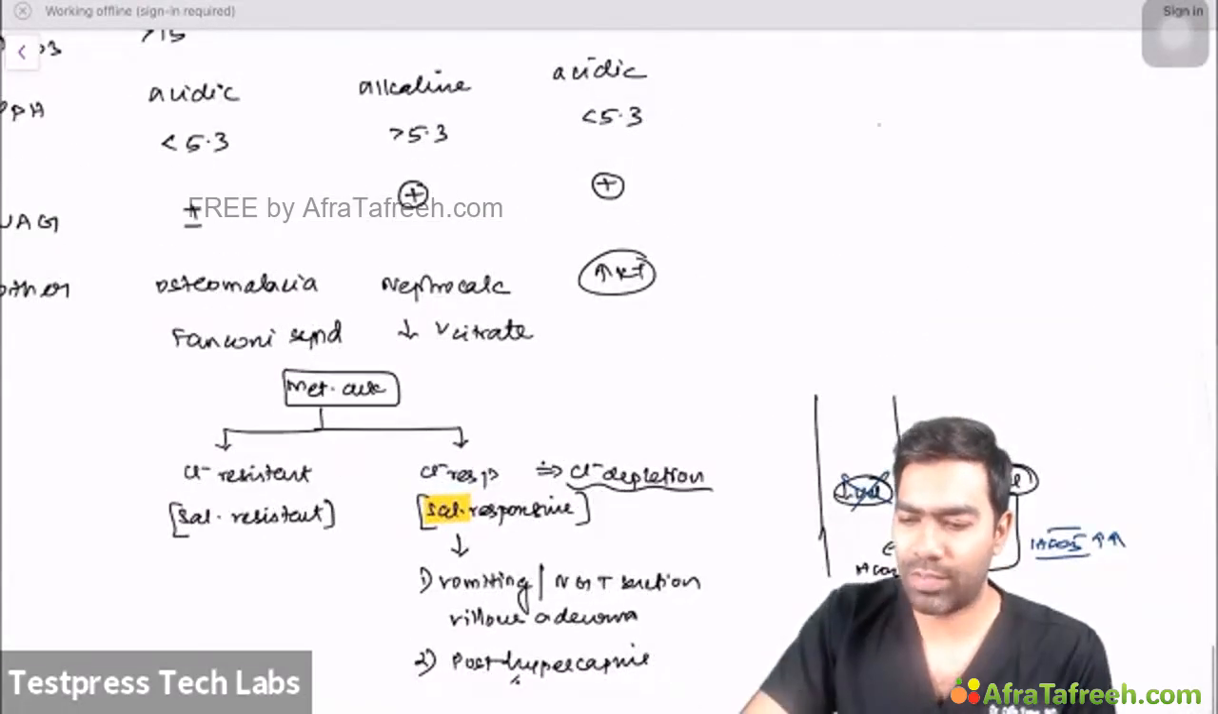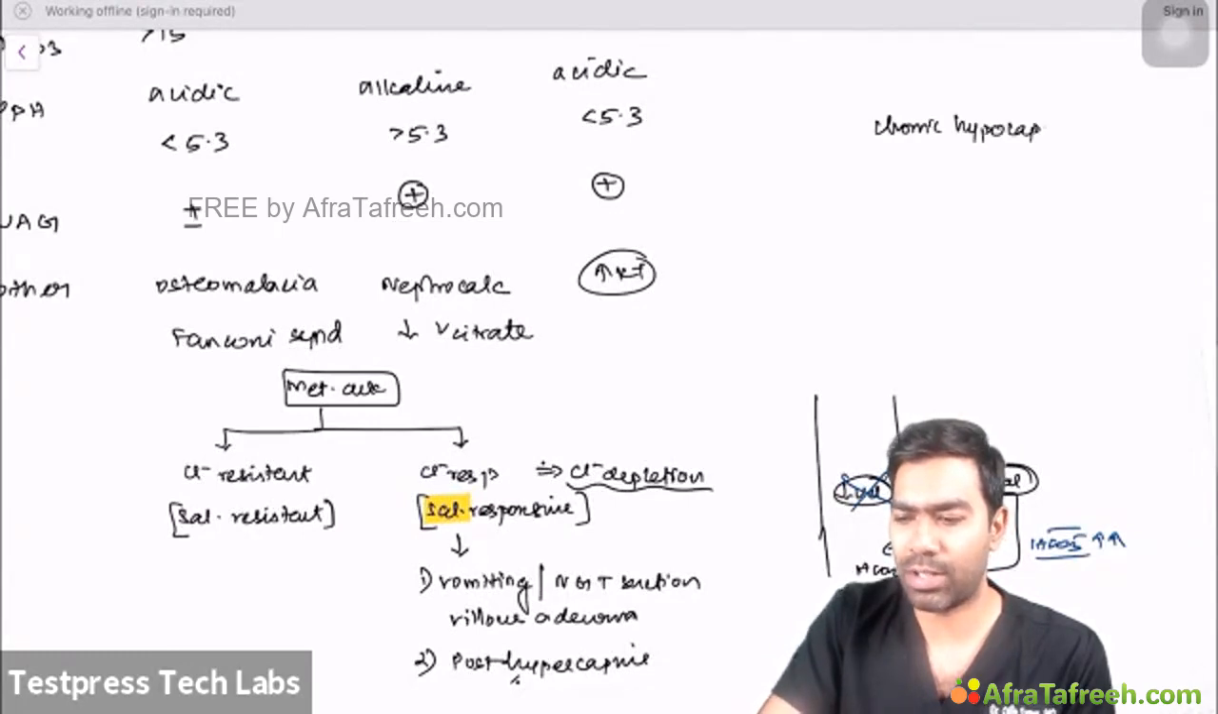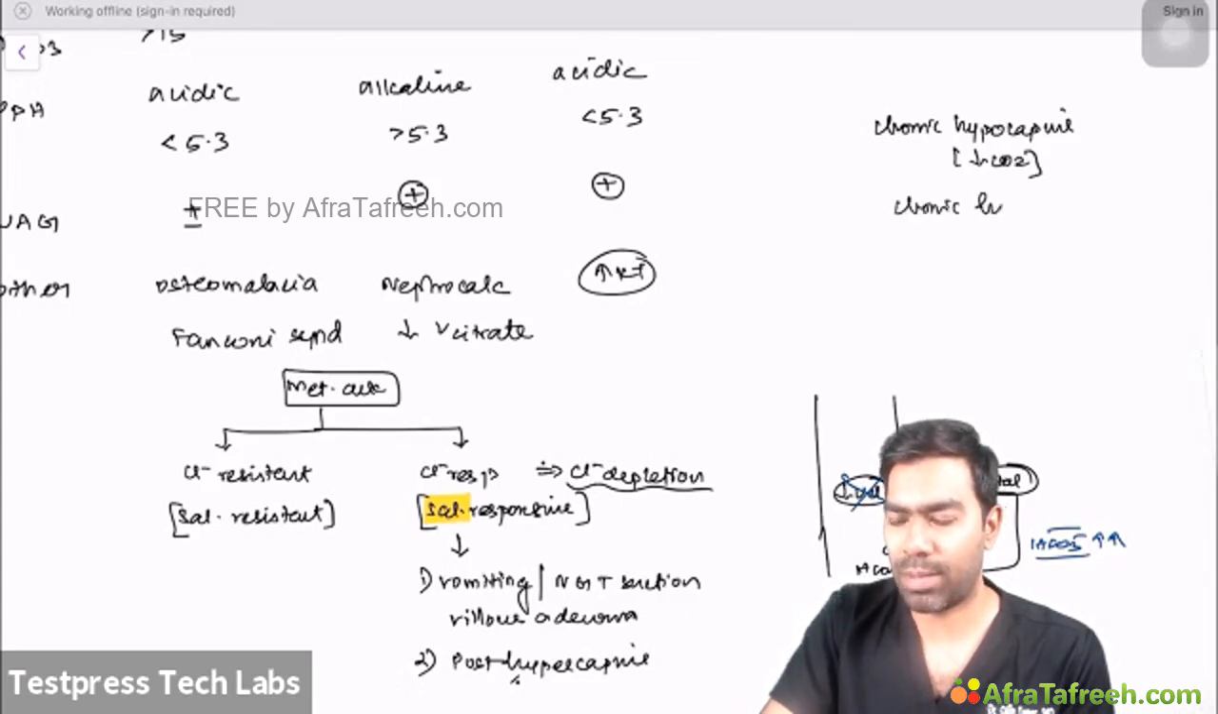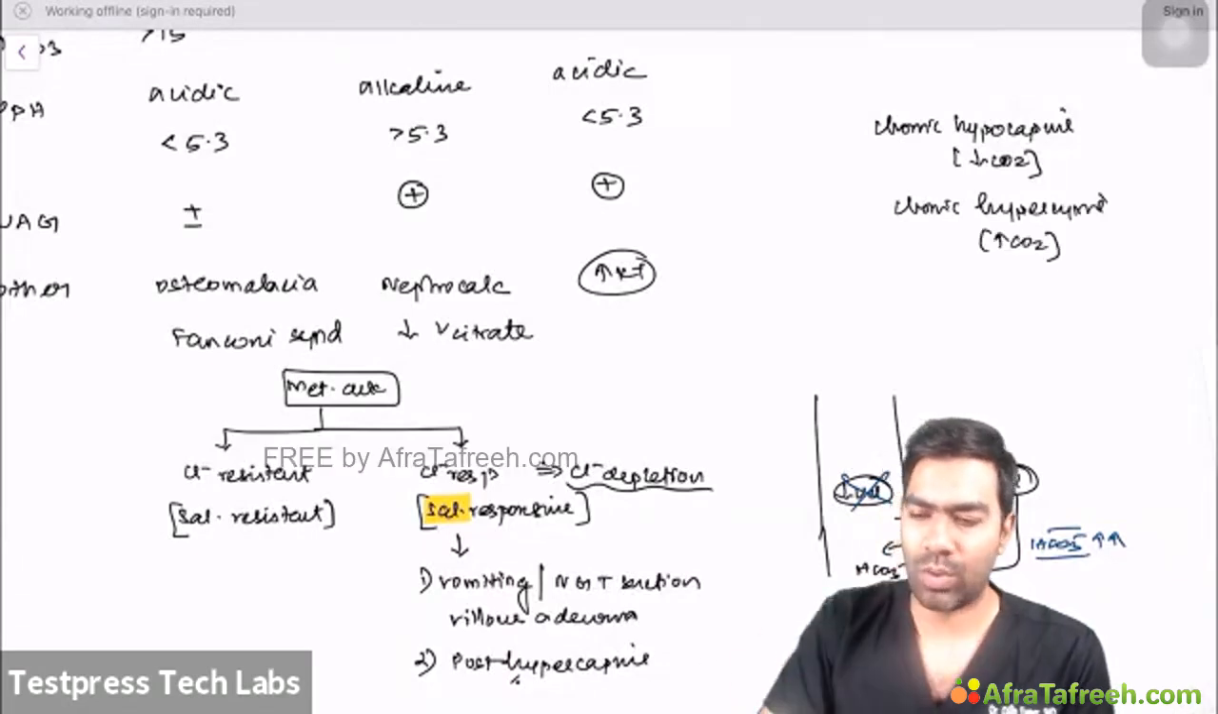Usually if there is a chronic hypocapnia, what do you mean by chronic hypocapnia? Chronic decrease in the CO2 levels in the body. Or you have a chronic hypercapnia, which means what? Chronic increase in the CO2, or a long-standing increase in the CO2. So what happens in this scenario?